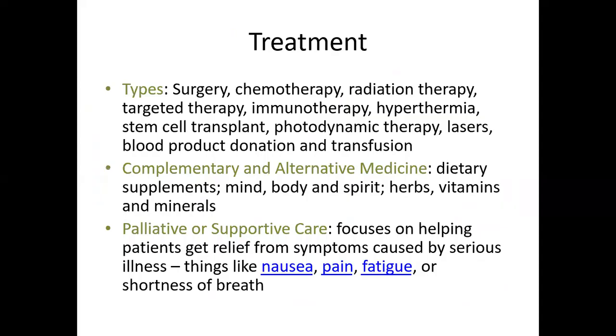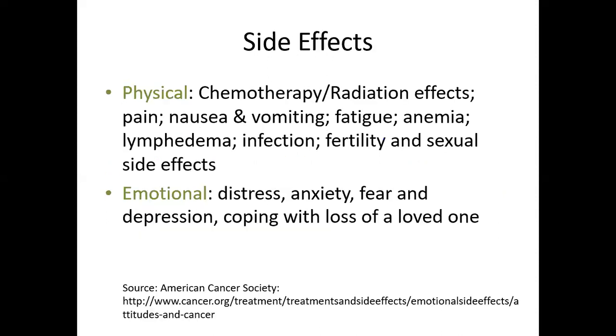How could a person be treated? Surgery, chemotherapy, radiation therapy, targeted therapy, immunotherapy, hyperthermia, stem cell transplantation, photodynamic therapy, laser, blood product donation, and transfusion. All these types can be used for treatment of a cancer patient, and complementary and alternative medicines could be used to treat the cancer, and supportive care can also be given during treatment of the cancer.